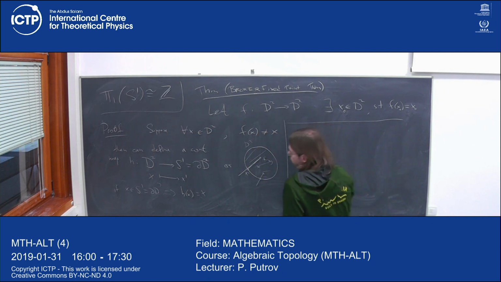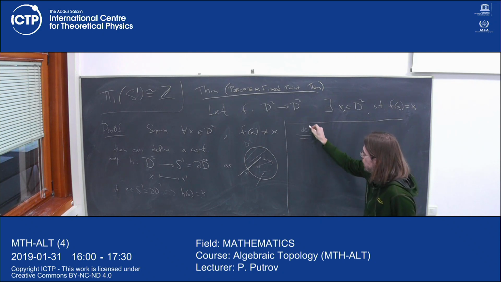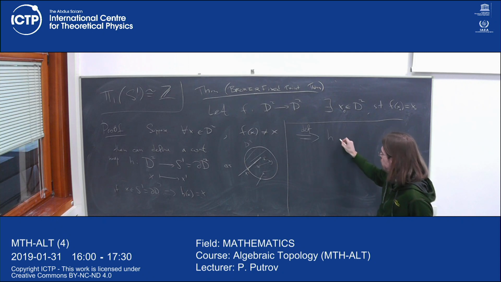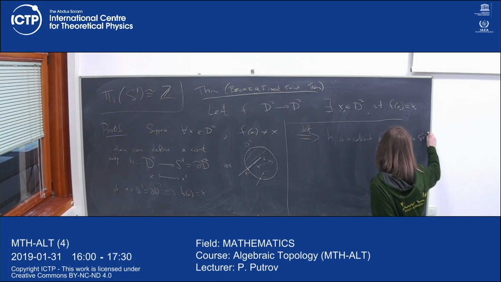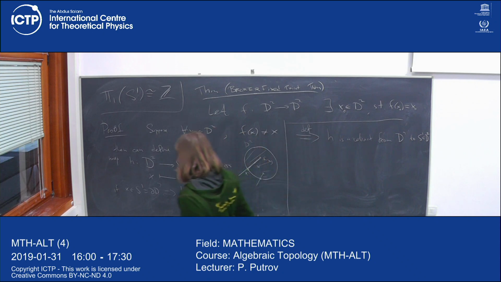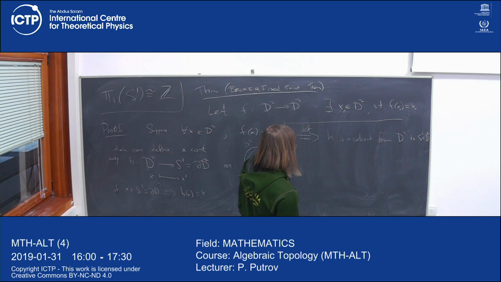Okay. So what we got here is, by the definition which we had in the first lecture, h is a retraction from D to its topological subspace S1. By definition, a retraction onto a subspace is a continuous map such that its restriction on the subspace is the identity. Right? Okay.